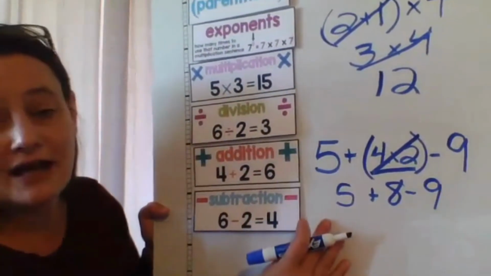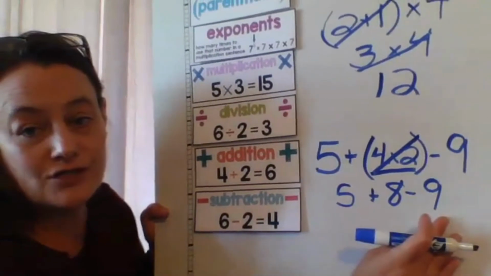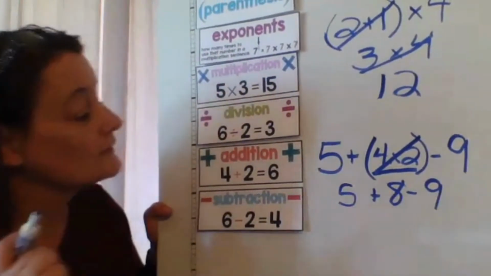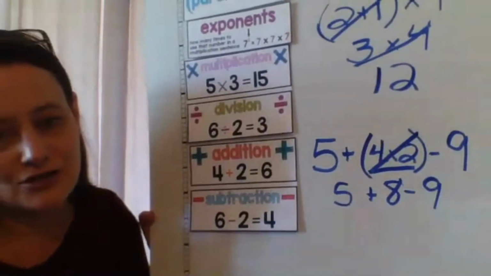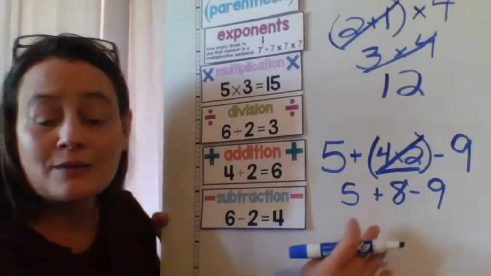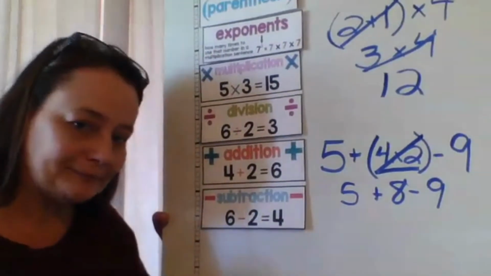And I start at the left and I look for any multiplication or division. Well, I don't have any of that either. So I'm going to go back to the beginning again and look for any addition and subtraction. And of course, I do have that here. And I'm just going to do it left to right.